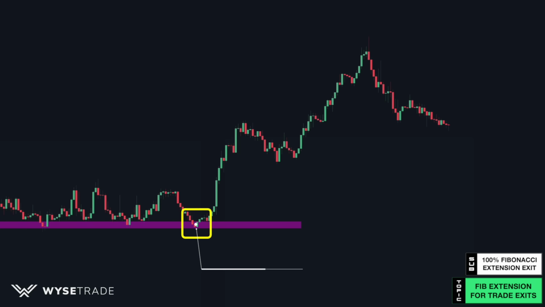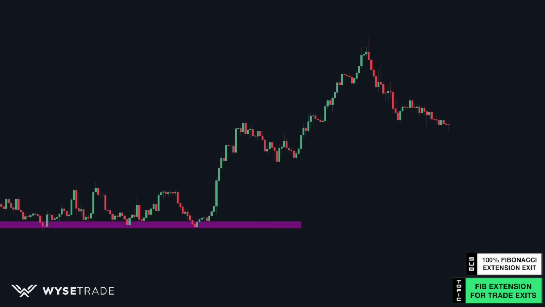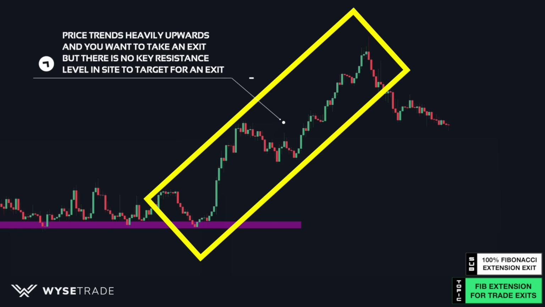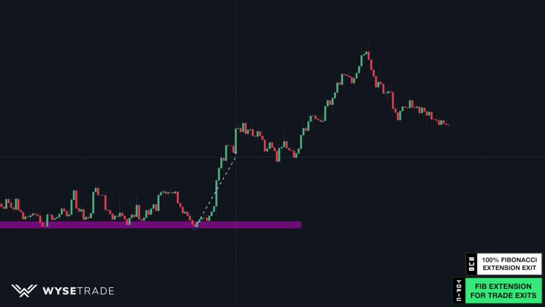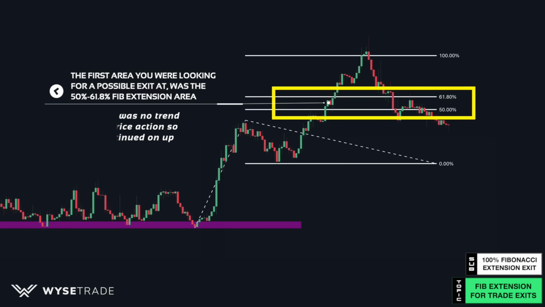So you went long here at the key support level, or through the continuation entry here. Price trends heavily upwards in your favor, and you start looking for possible exit points, but there is no resistance level in sight to target for an exit as you're entering uncharted territory. You apply your Fib extension tool. The first area you were looking at for an exit was the 50% to 61.8% Fib extension area, but there was no trend change price action and price continued on.